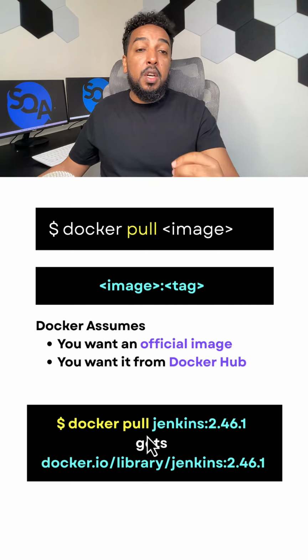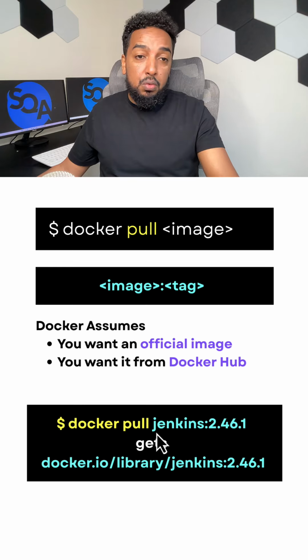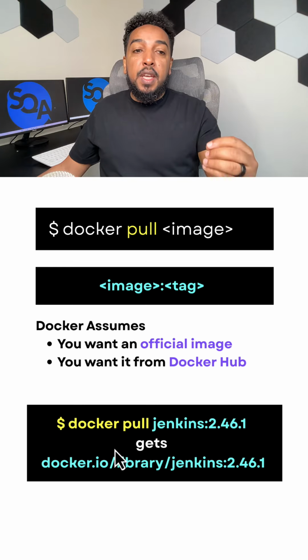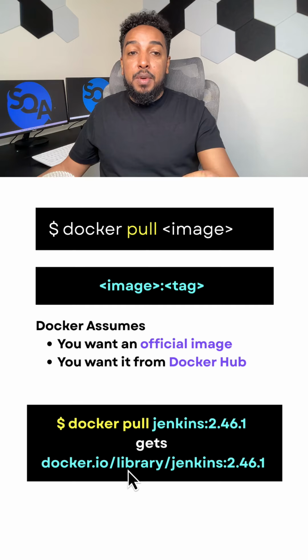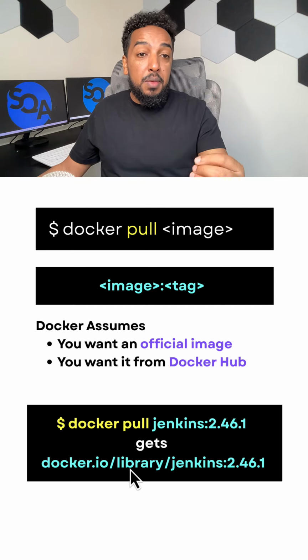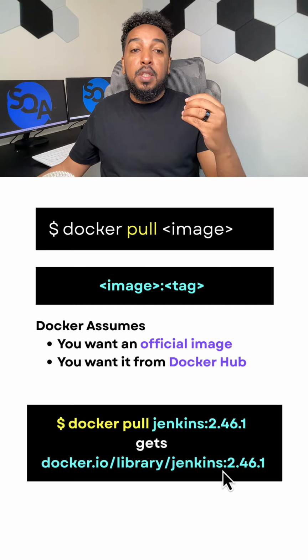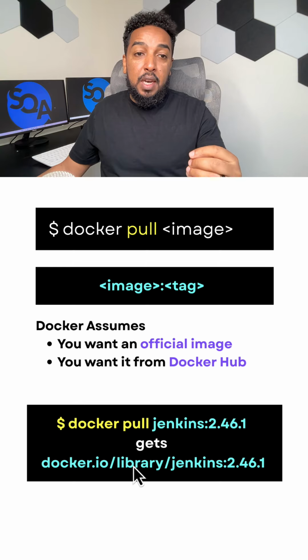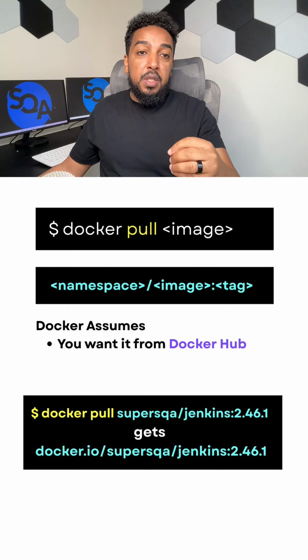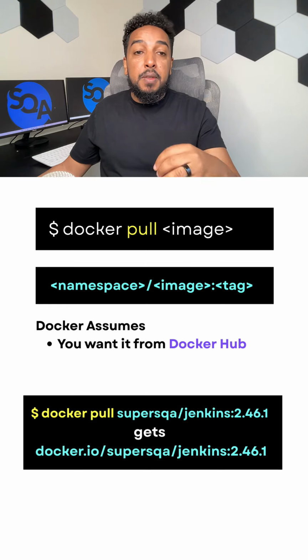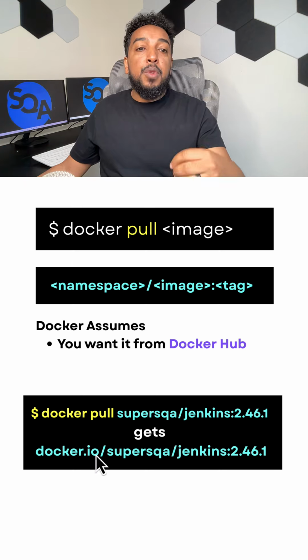So if I just say docker pull jenkins:2.4, whatever, it's just going to get docker.io/library, right? It's just going to assume it's Docker Hub, and it's going to assume you want the official image, right? It's the library. Now, the third way you're going to do is you're going to give it the namespace and the version or the tag. In this case, it's only going to assume you want Docker Hub because that's officially where it's going to try to download it. So it's just going to try to download it from Docker Hub.